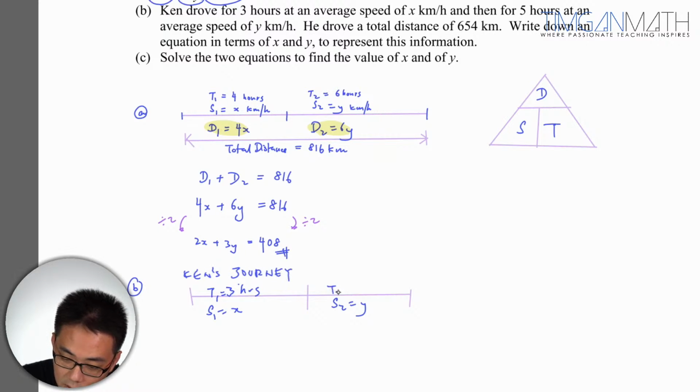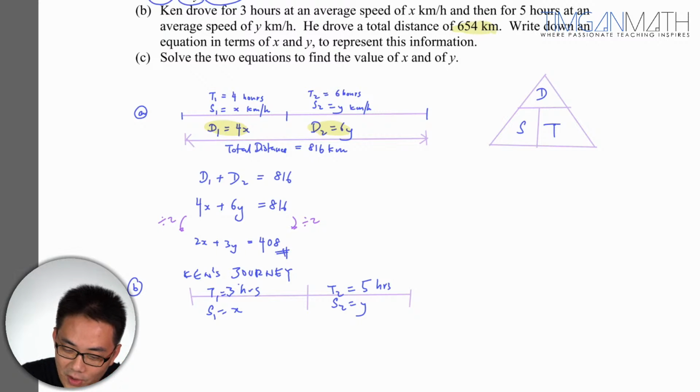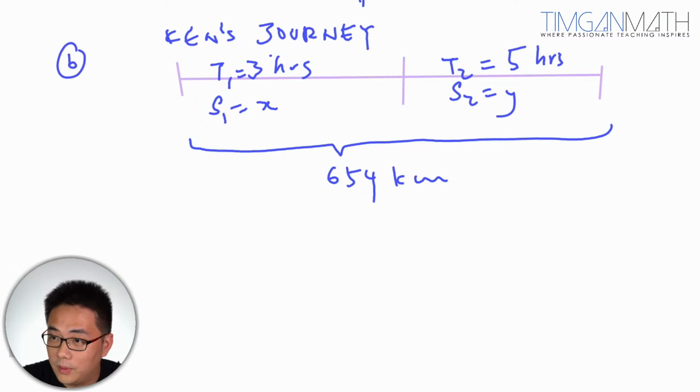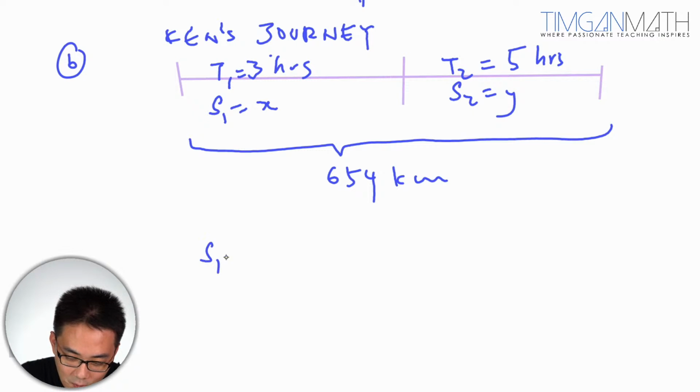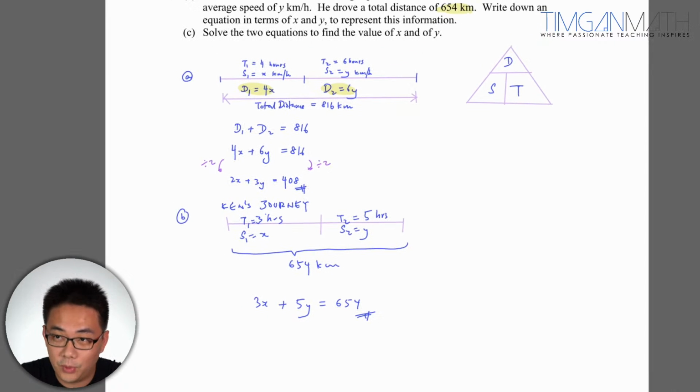This over here. So T2 would just be, what's T2? T2 is 5 hours. Okay, 5 hours. Great. And y km. Okay, great. So he drove a distance of 654 km. Okay, so for the total journey, what we will get is essentially S1 times T1, so the total distance is 3x plus 5y equals to 654. Okay, so this is number 2. There you go.